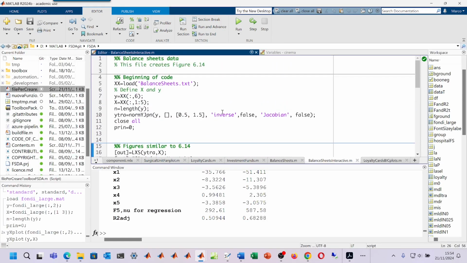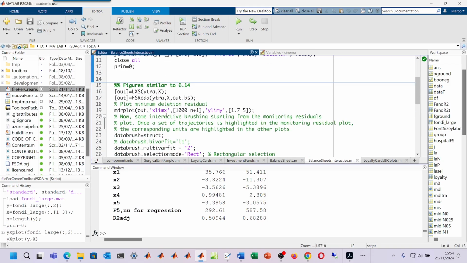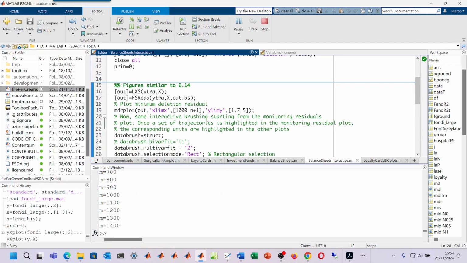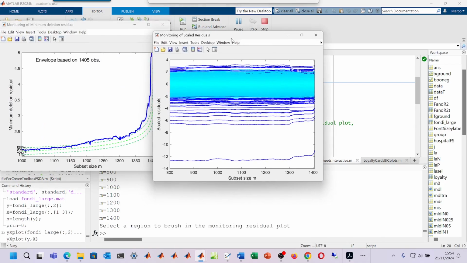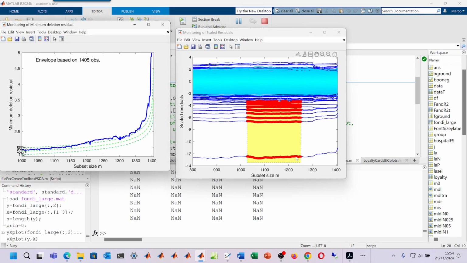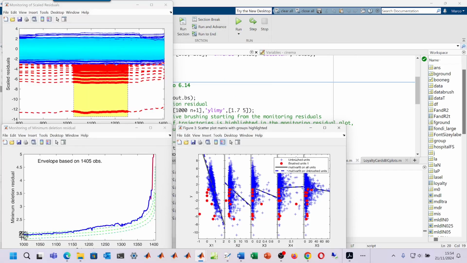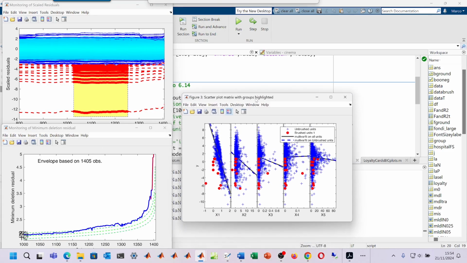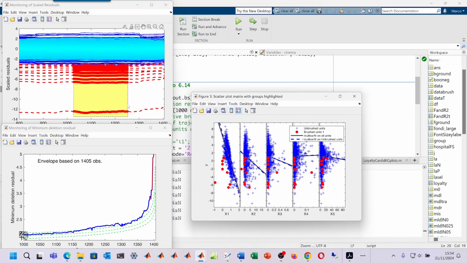So we can now do something interactive for this balance sheet. If we monitor the residuals, on the left there is the minimum deletion residual. On the right, there is the plot of scaled residuals for the transformed data. Now we can brush this plot in order to understand the position of the units which have very large residuals. And by our automatic procedure, we end up with 42 observations.